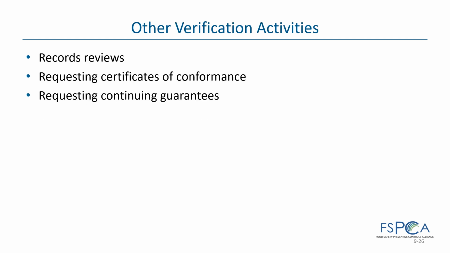Some other verification activities, I think I've mentioned most of these. Reviewing records. The supplier is going to be doing some monitoring of this preventive control, whatever preventive control they're implementing to control that hazard or whatever activity they're implementing to control that hazard. So you can review those records as part of your verification activity. Requesting certificates of conformance, requesting continuing guarantees. I think that all makes a lot of good sense, good business practice.